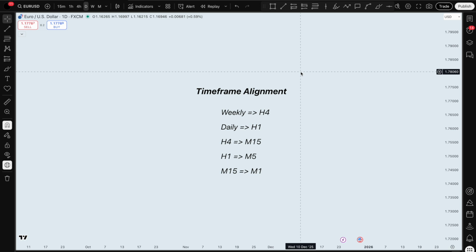These are the time frames that you are going to pair together: weekly H4, daily H1, H4 M15, H1 M5, and M15 M1. So basically, when we will be looking for a market maker model, we will wait for price to reach into a PD array on the time frame on the left, and we will look for entries on the time frame on the right.